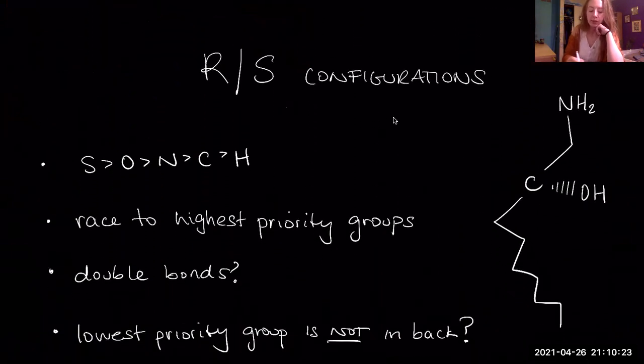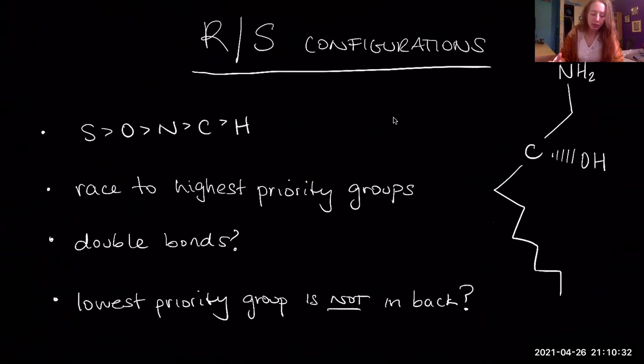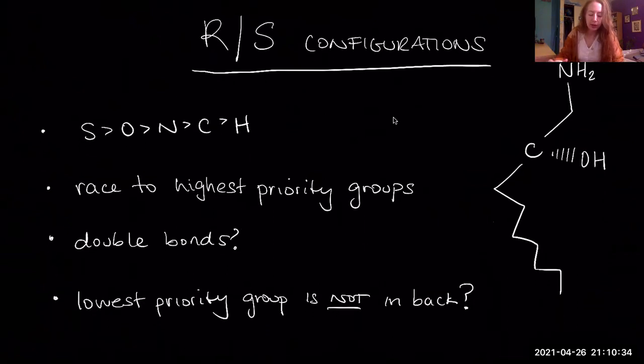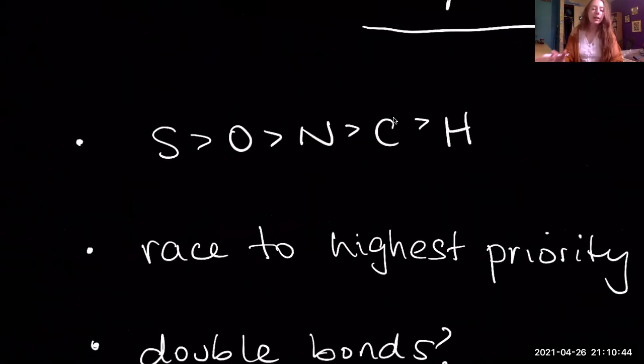Now jumping a little bit to RS configurations. I know this is really tricky, but it doesn't have to be. So here are just some ground rules, some ground information about labeling RS. The first point I wanted to make is how is priority even assigned in the first place? So it's by atomic number. So here's the kind of priority.